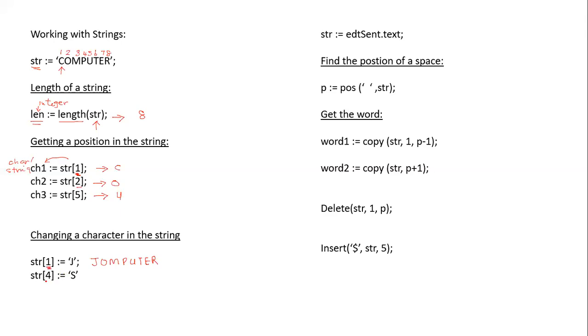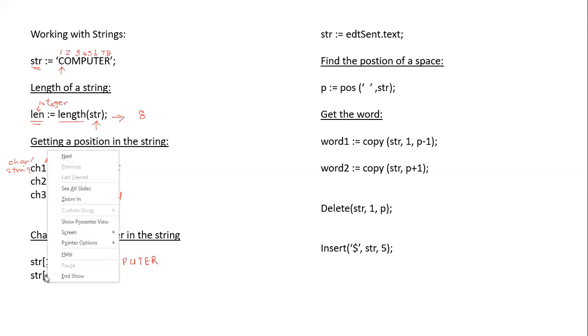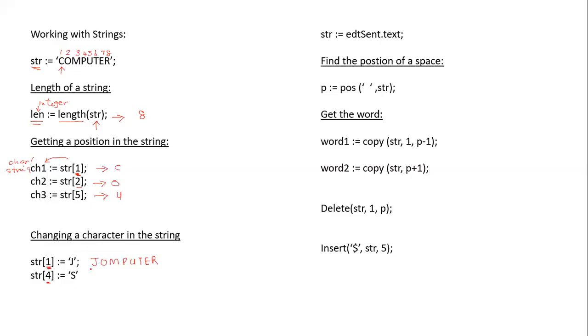Similarly, we are now changing position 4 to an S. So position 4, that's 1, 2, 3, 4, that's the P. We change that to an S. So the new string str will be JOMSUTER. Remember that this is now the value of the variable str. By using str[4], we are changing one character. The character at position 4 is changing to an S.